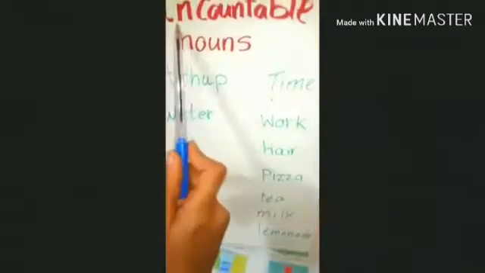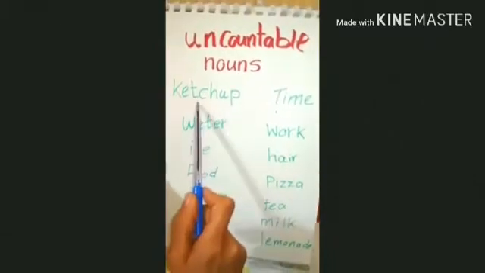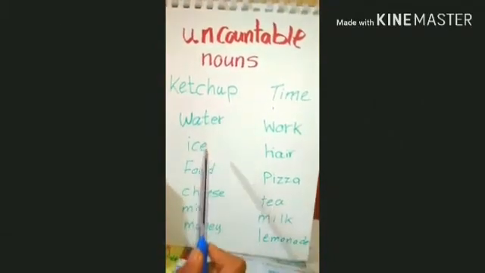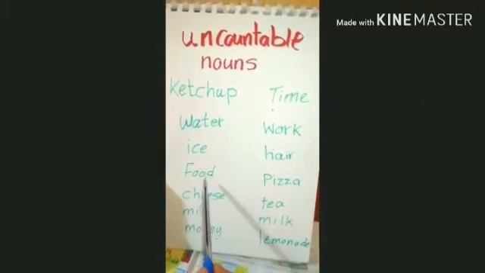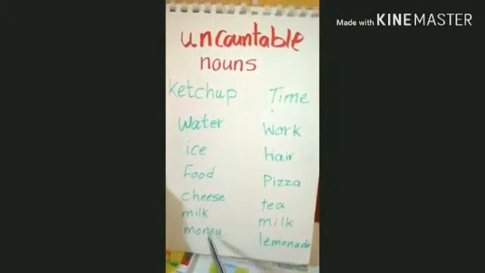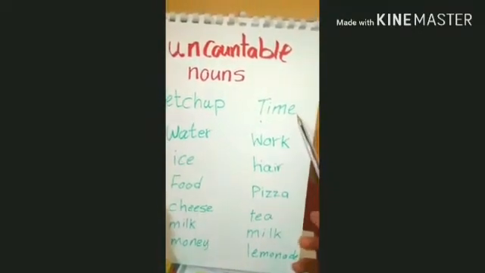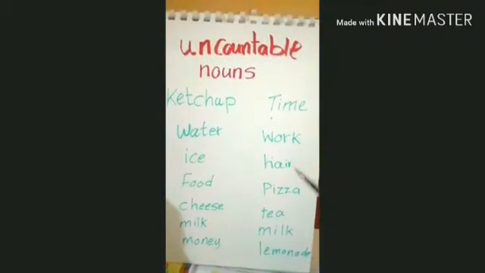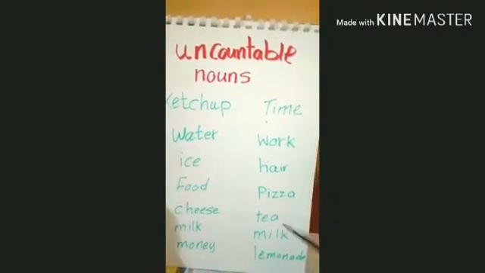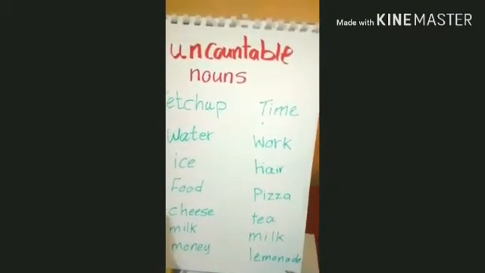My dear friends, your homework is to answer page 53 in your grammar book. But first, don't forget uncountable nouns like ketchup, water, ice, food, cheese, milk, money, time, work, hair, pizza, tea, milk, lemonade.